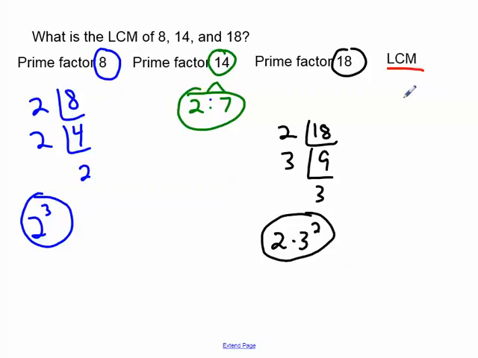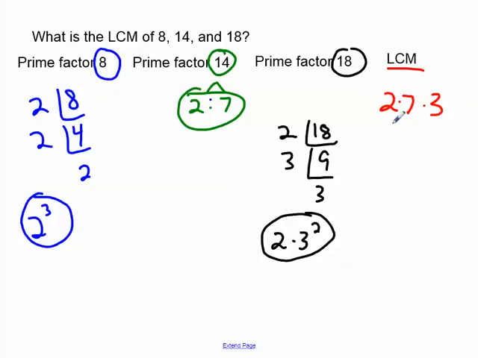The lowest common multiple includes every single factor. From the blue, we got to have a 2. From the green, we got to have a 2, listed there already. From the green, we got to have a 7. From the black, 18, we got to have a 2, it's there already. We got to have a 3. All right, listed there. I got 2 times 7 times 3.